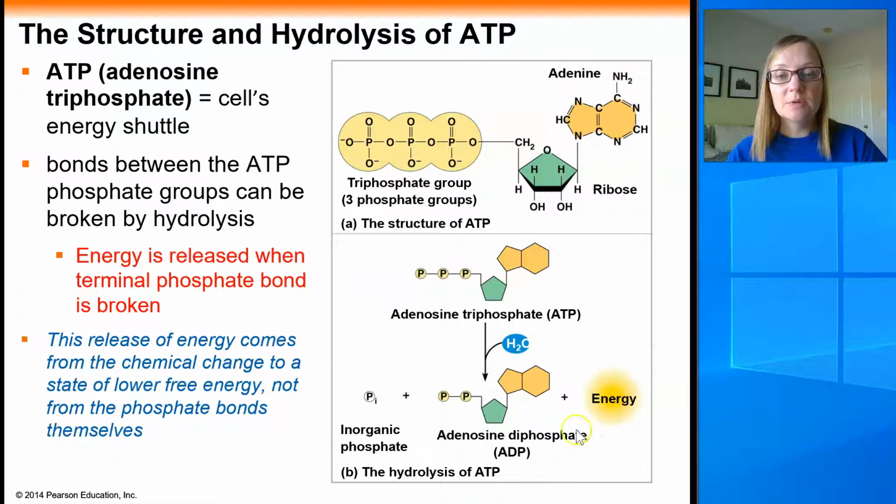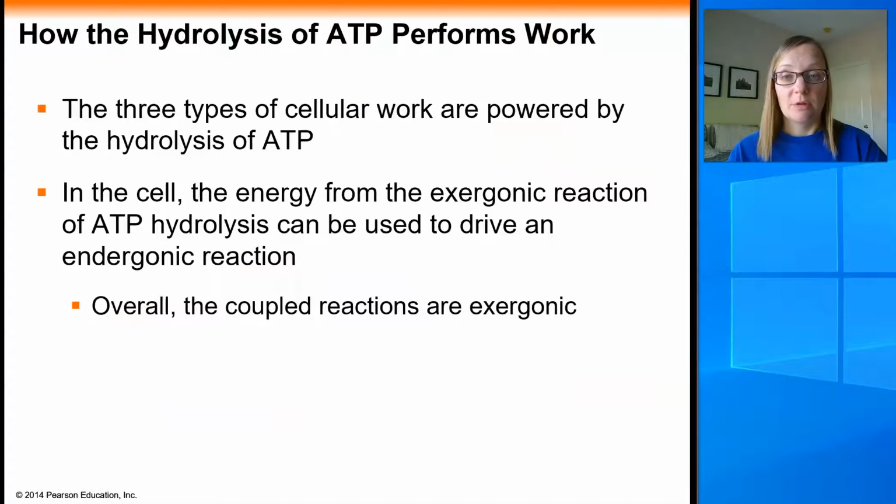All right, so we've still got this glowing orb that is this energy that gets released. Let's talk about how this glowing orb is then used to drive cellular work. Now remember, there are three types of cellular work that can be powered by the hydrolysis of ATP. You can use it to drive chemical work, you can use it to drive transport work, and you can use it to drive mechanical work.